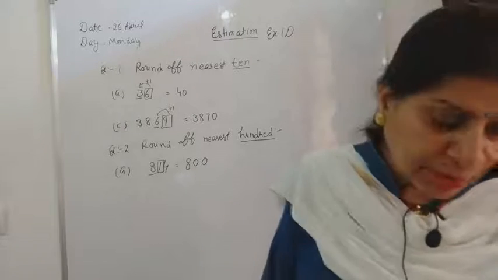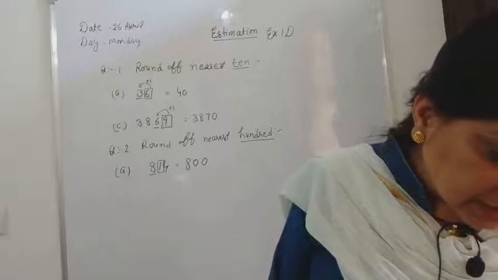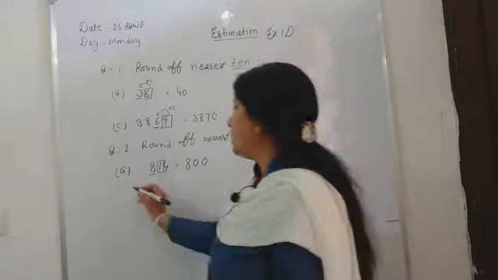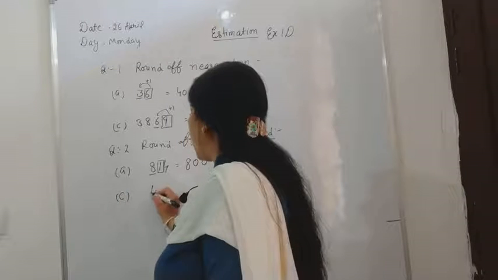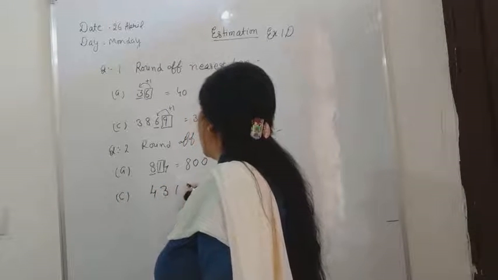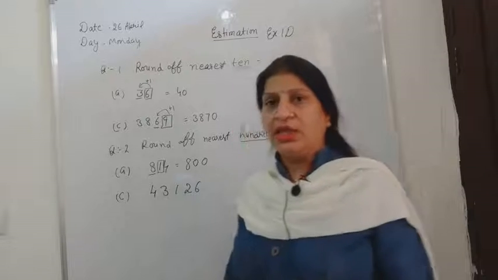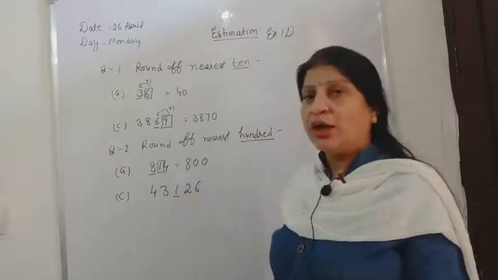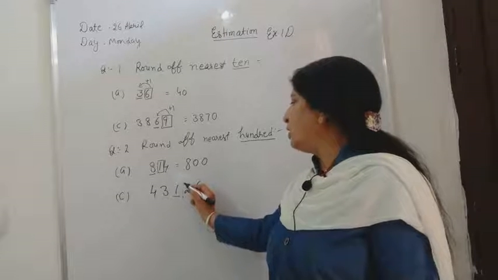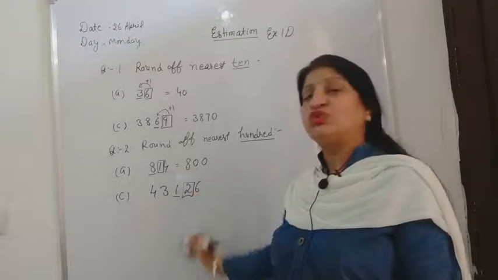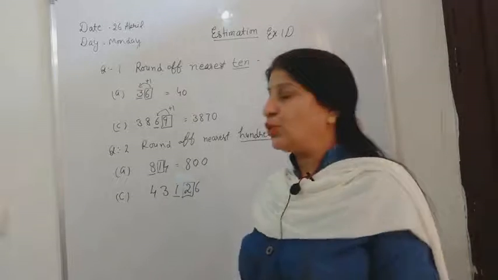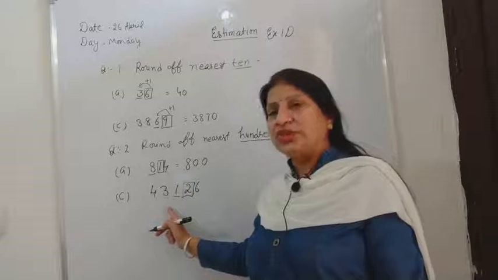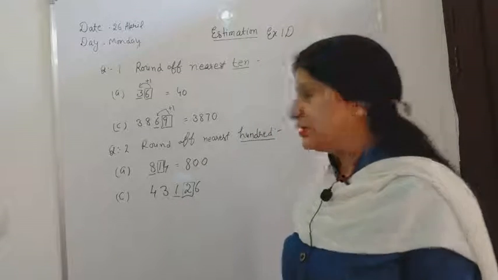Now we take one more example, that is C part, 43,126. Now again we see that our 100 place digit is 1. So we make a box on tens place number, that is 2. Again we see that 2 is smaller than 5. That's why there is no change in 100 place digit.